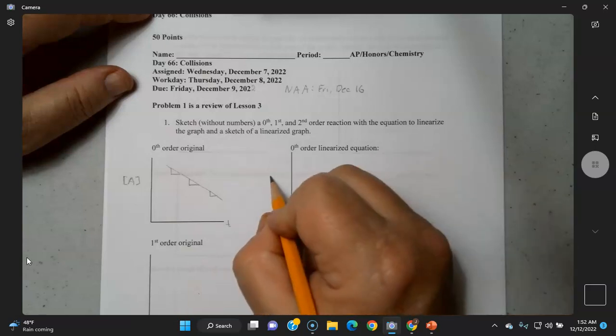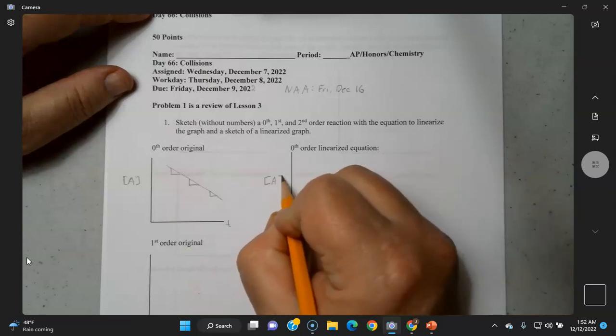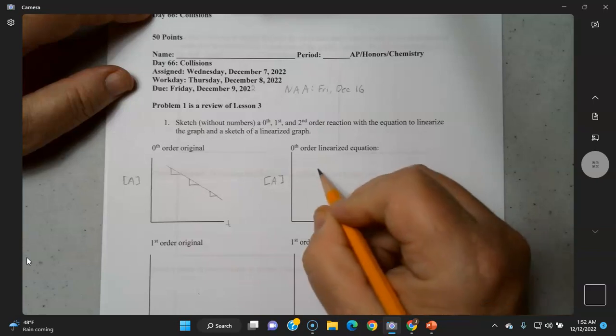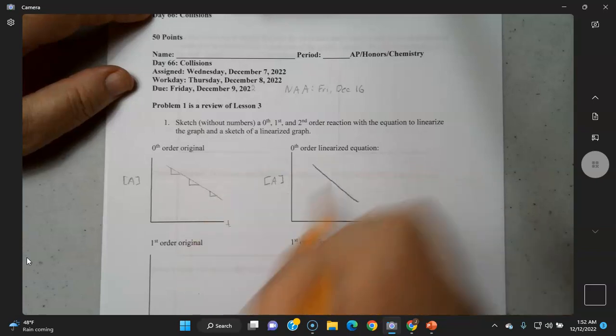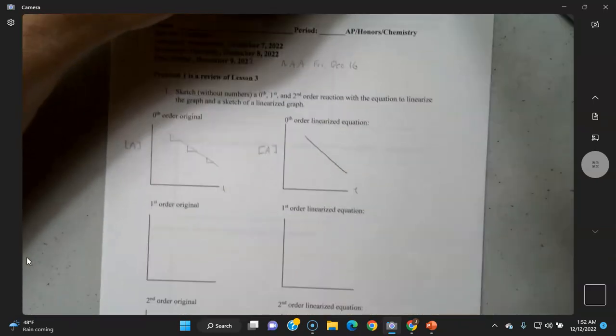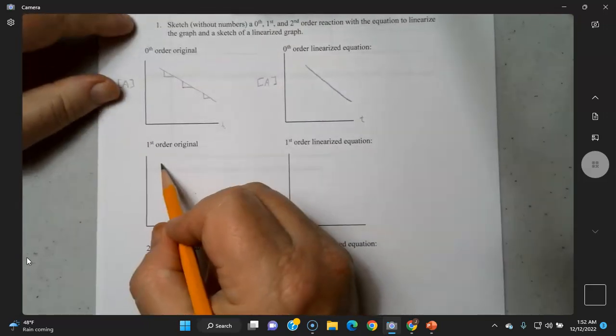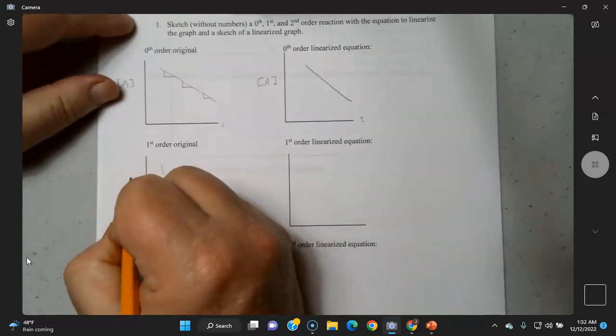So to linearize it, well, you don't need to do anything else. I'll just write it a second time, and that's going to linearize it, so those are the same. Okay, now we go to first order. First order is going to be a curve that looks like this when you plot concentration.